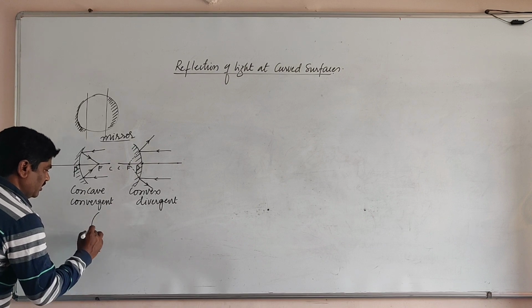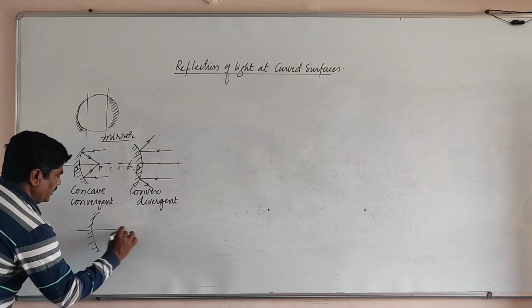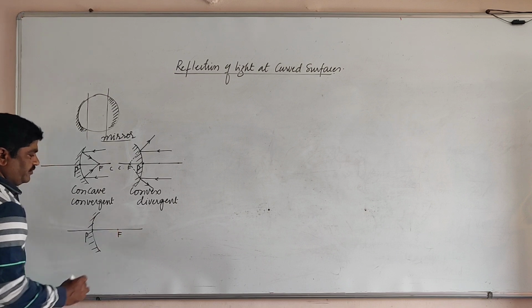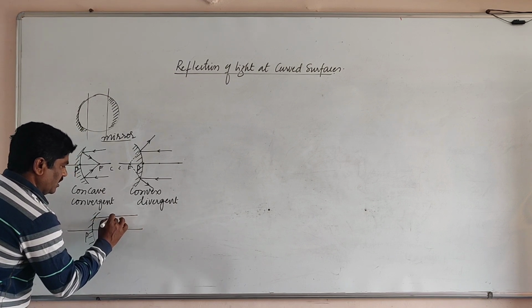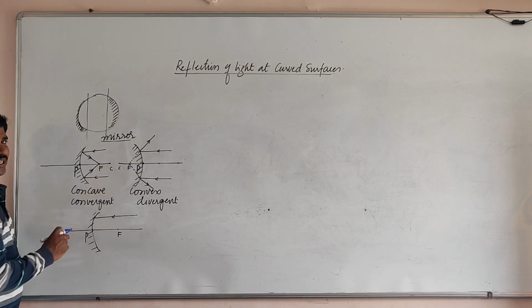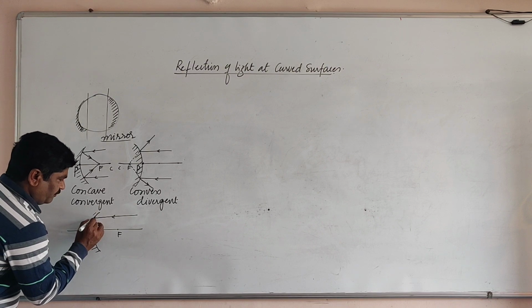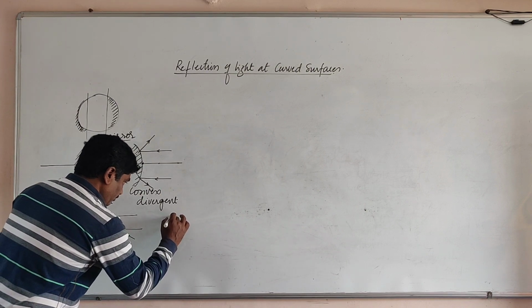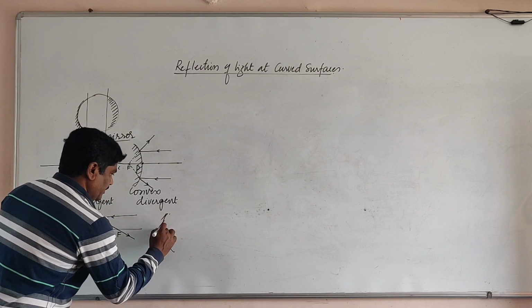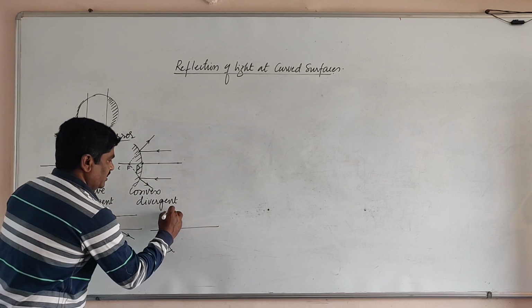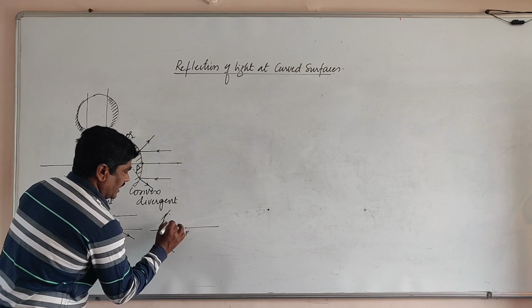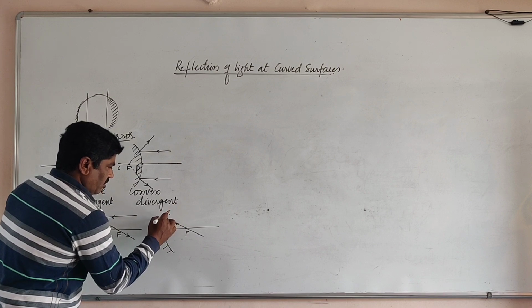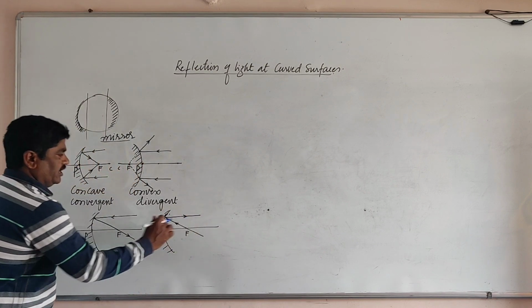The divergent mirror diverges the light rays, and the convergent mirror converges the light rays. So in this concave mirror, there is the pole and the F. The light ray which passes parallel to the principal axis, the line which passes through the pole being the principal axis, after reflecting has to pass through F. When the light ray, like this one in a concave mirror, comes through the focus, then after incident on the reflecting surface, it becomes parallel to the principal axis.